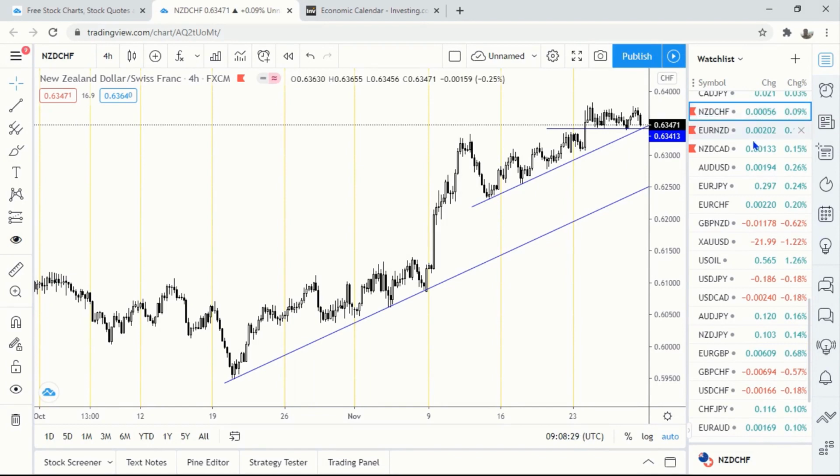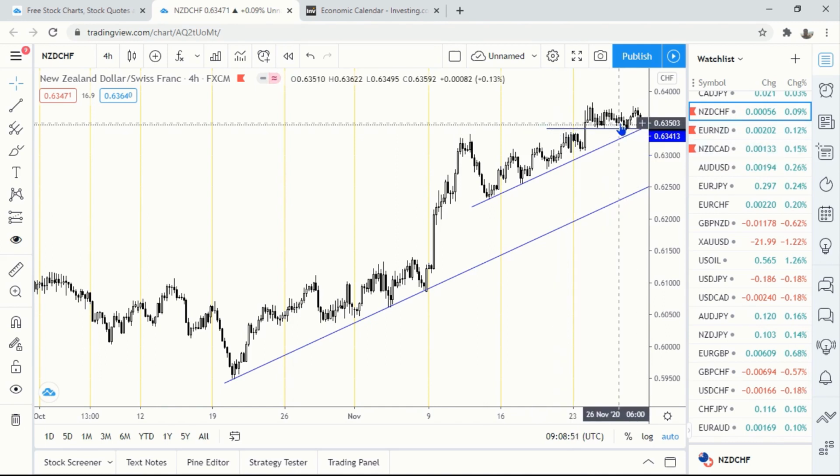This week actually ushers us into a new month, which is the month of December. I couldn't come your way last week with the Forex market analysis because I couldn't see any high probability trade ideas. For the coming week, we'll be taking a look at the NZDCHF, the EURNZD, and the NZDCAD.